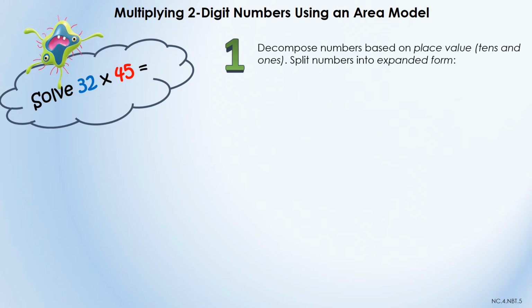Now I'm going to break down 45 into expanded form. I see that I have 4 groups of 10, which equals 40. And I have 5 groups of 1, which equals 5. So if I just rewrote it out, 32 times 45 in expanded form, I would have 30 plus 2 times 40 plus 5. It's just another way to write that same problem.